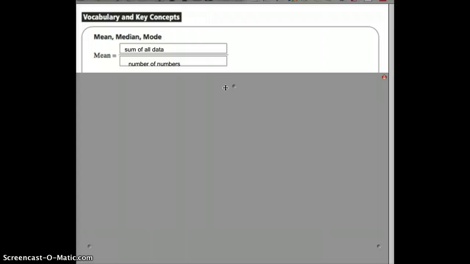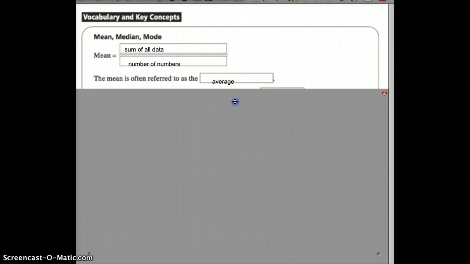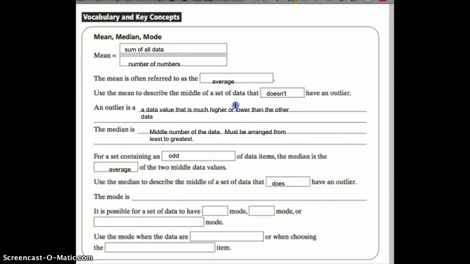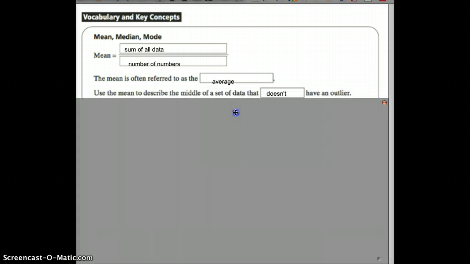So our three main measures of central tendency are mean, median, and mode. In order to find the mean, you're going to take the sum of all of your data and divide it by the number of data points that you have. That's going to give you your mean. Another name for the mean is the average. And then we use the mean as the best measure of central tendency when we don't have an outlier.